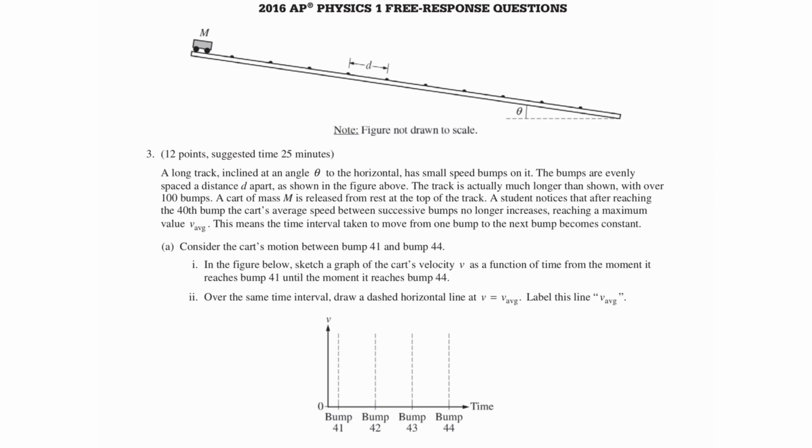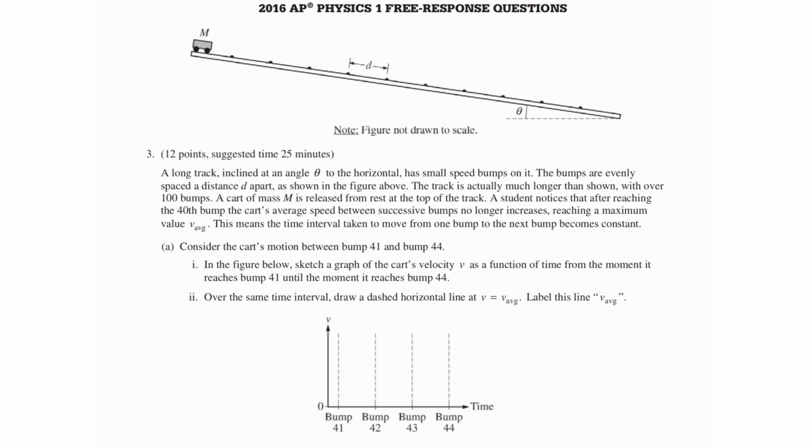This video is a solution to free response question number 3 from the 2016 AP Physics 1 exam. In this problem, there's a long track with a bunch of little bumps on it, and there's a cart with mass M that's released from the top of the track, and as it goes down, it collides with the bumps.